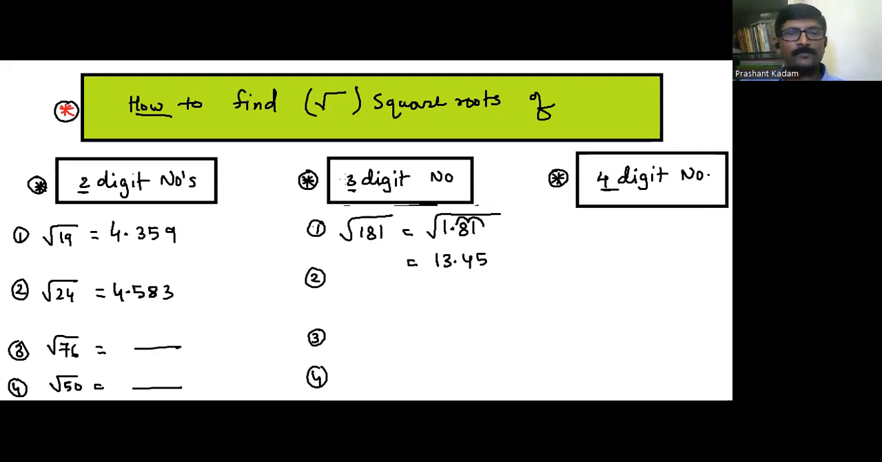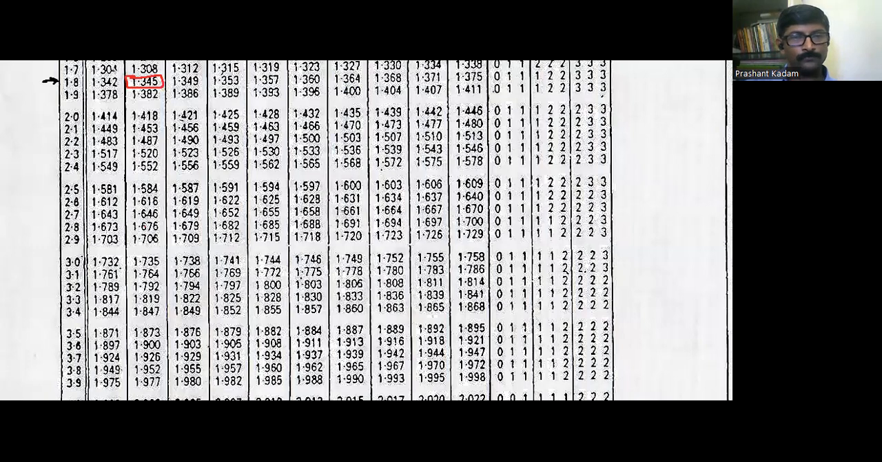Whenever it is a 3-digit number, we will go to the square root table 1 to 10. And whenever it is a 2-digit or 4-digit number, we'll go to the table 10 to 100. You understood which square root tables you should use? If it is a 3-digit number, use 1 to 10. Let's say it's 285, so it will be 2.85. Let's check 2.8, column 5, and that's the answer.